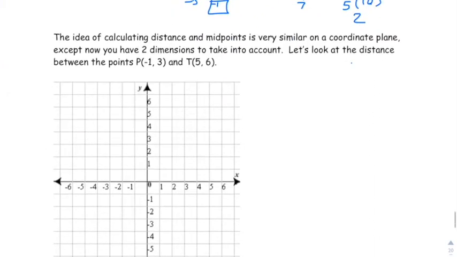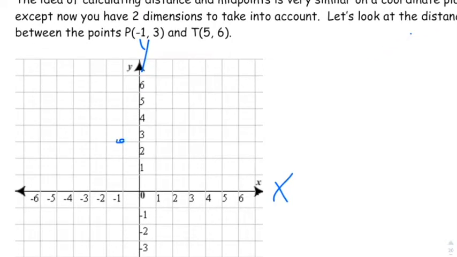Okay, now this next part here, the idea of calculating distance and midpoints is very similar on a coordinate plane, except you have 2 dimensions to take into account. You have your x and your y dimensions. So this is doing it in a plane right here. So let's look at the distance between the points -1, 3 and 5, 6.